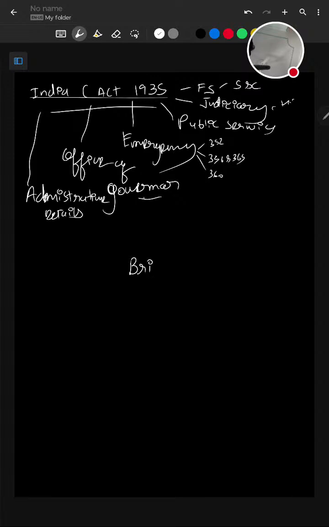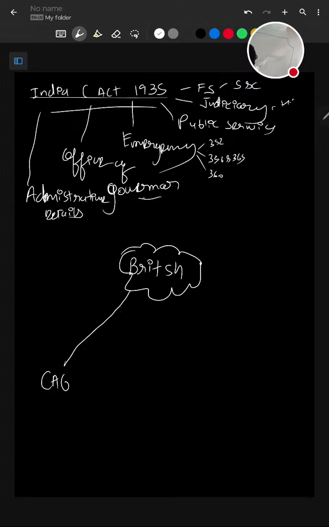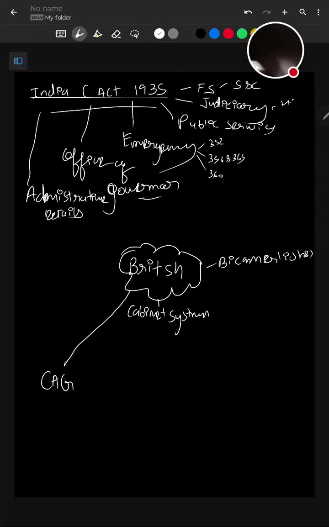So we have taken stuff from their constitution too. So first, I would say it is the Comptroller and Auditor General. Second is your cabinet system. Then bicameralism, like two houses. Then writs. Writs power is in Article 32 and 226 for High Court.